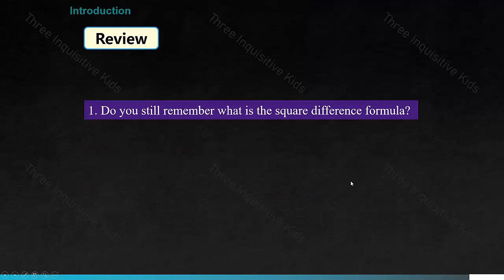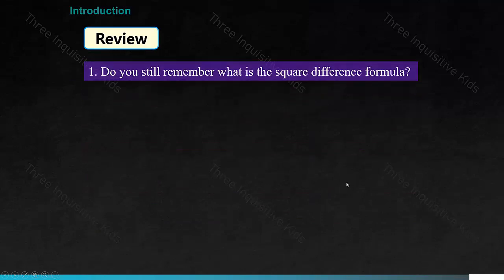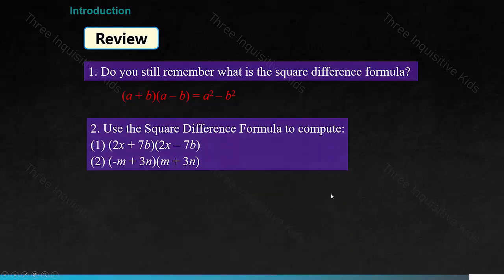Introduction. Do you still remember what the square difference formula is? Well, we know that it's a plus b times a minus b, which gives us a squared minus b squared. I want you to use the square difference formula to compute these two expressions. This is a quick little warm-up. The answer would be 4x squared minus 49b squared and 9n squared minus m squared.